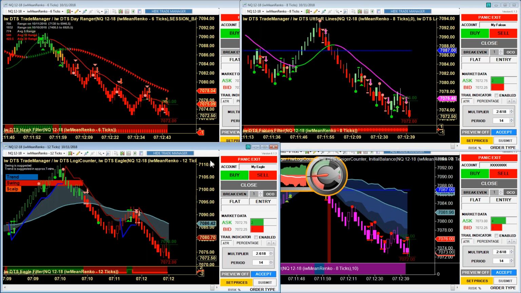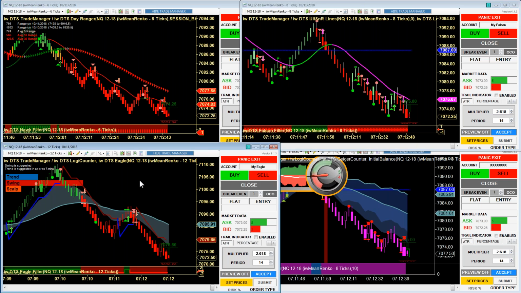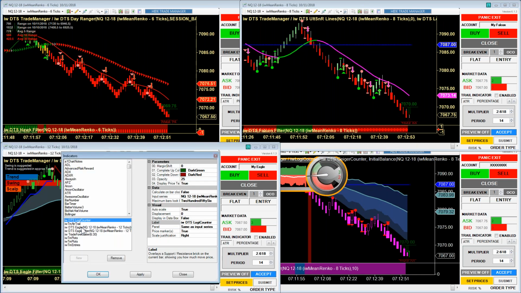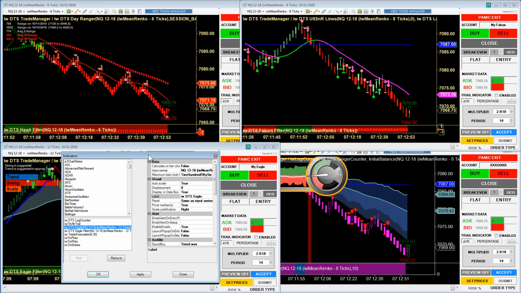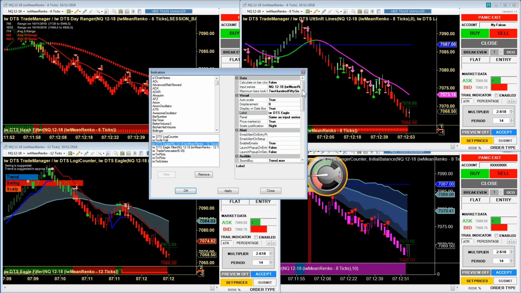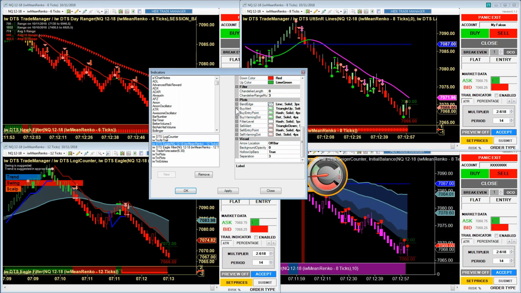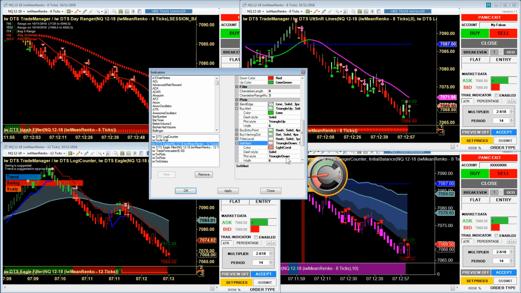On the eagle, I'm not sure I changed anything. Oh, yes, I did too. Same thing, lime and light coral for the red.